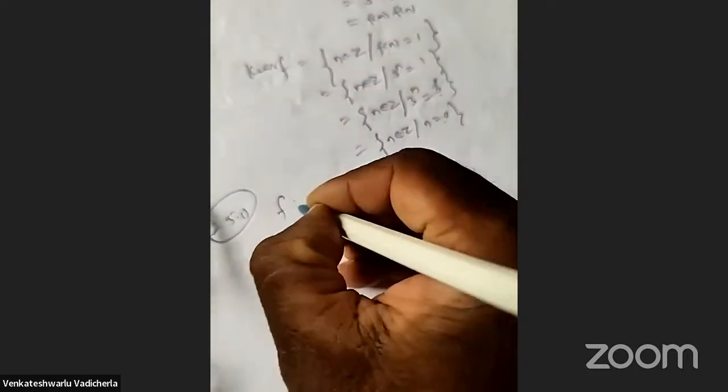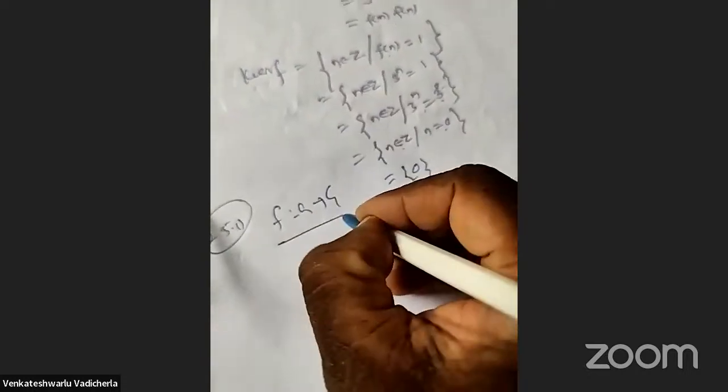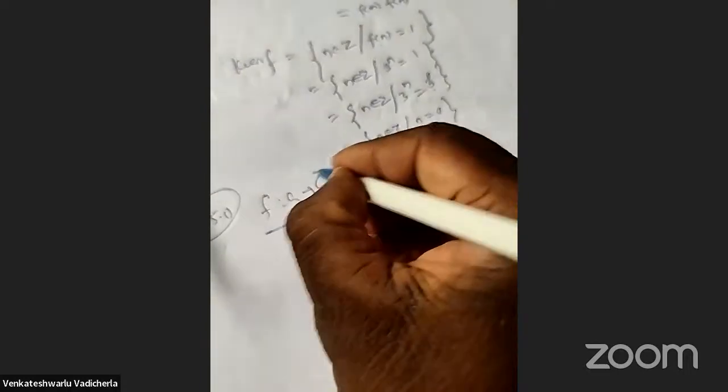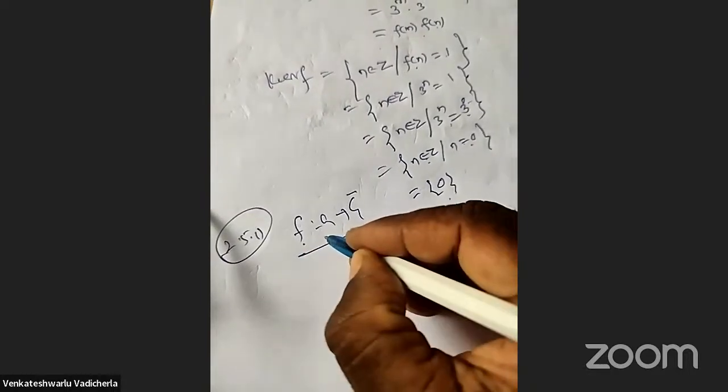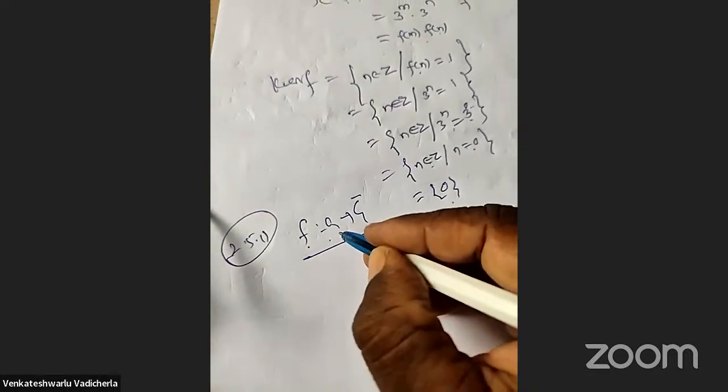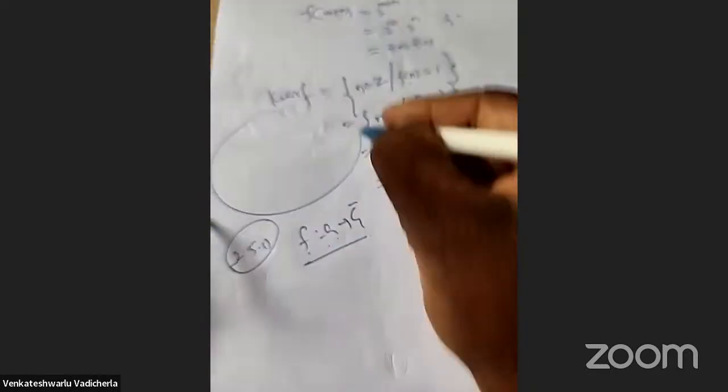Every F, the topic is: F is a mapping from G to G bar, a homomorphism. Kernel F is a normal subgroup of G. Every kernel is a normal subgroup of the domain. Sir, what happened? Normal subgroup.